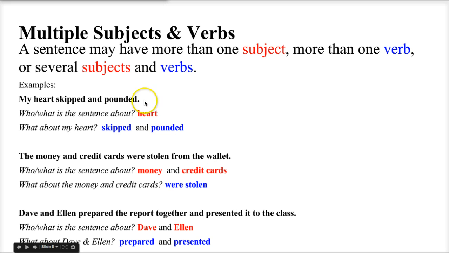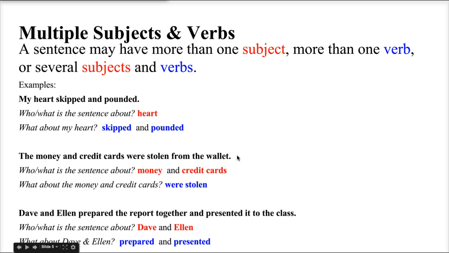So we've got a few examples here for you. My heart skipped and pounded. Again, you're always going to use those same two questions to help you identify the subjects and the verbs. Who or what is the sentence about? Heart. What about my heart? It skipped and pounded. So I have two verbs in this first example.